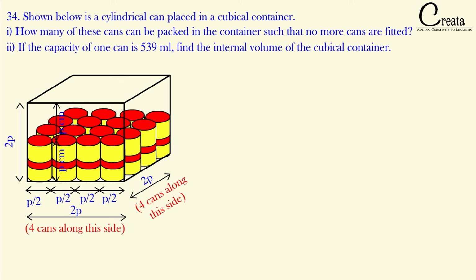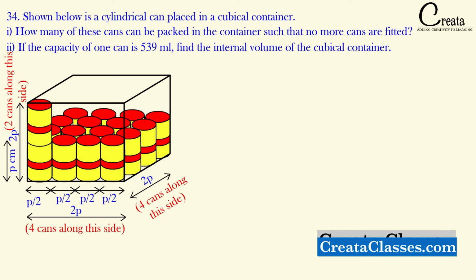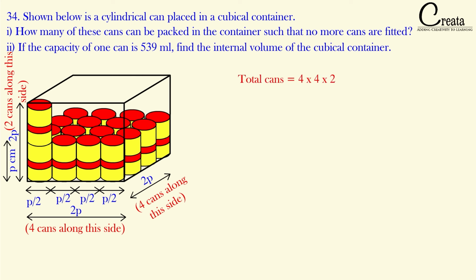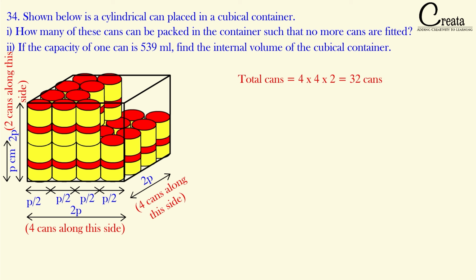Again, the height of the cube will be 2p. And along the height, we can place only 2 canes. Why? Because the height of one cane is p centimeter and the height of the cube is 2p, that is twice of p. Along the length and width, we can have 4 and 4 canes. Along the height, we can have 2 canes. So in totality, we can put 4 into 4 into 2, that is a total of 32 canes in this cubical container. That is the answer of part 1.